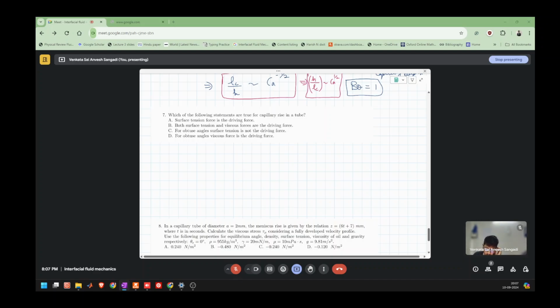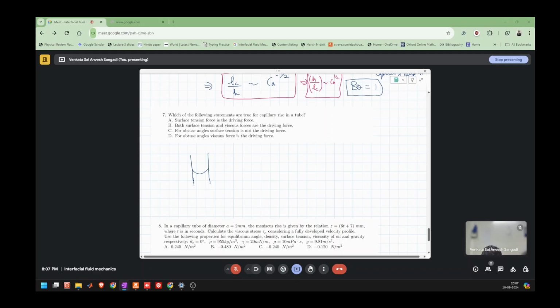For the seventh question, which of the following statements are true for capillary rise in a tube? A. Surface tension force is the driving force. B. Both surface tension and viscous forces are the driving force. C. For obtuse angles, surface tension force is not the driving force. D. For obtuse angles, viscous force is the driving force. So if we look at the options, option B, both surface tension and viscous forces are the driving force.